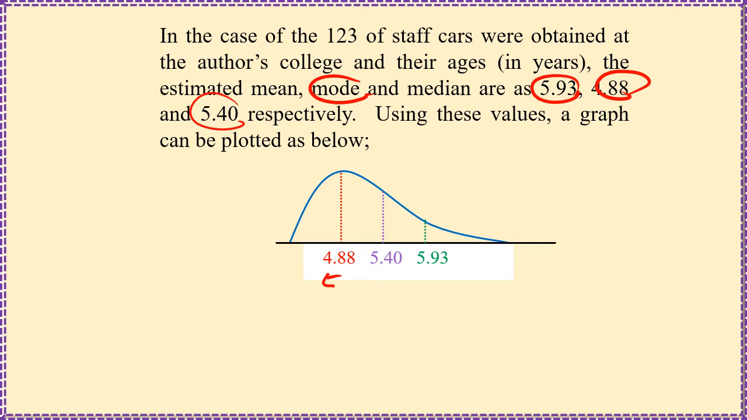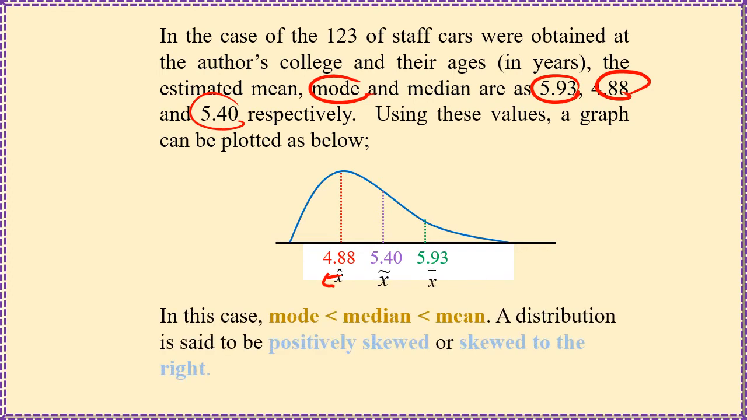The median is in the middle, and then the mean, 5.93, will be on the right side. So we can say that the mode is on the left side of the mean and median. So in this case, a distribution is said to be positively skewed or skewed to the right. The tail will be longer on the right side.